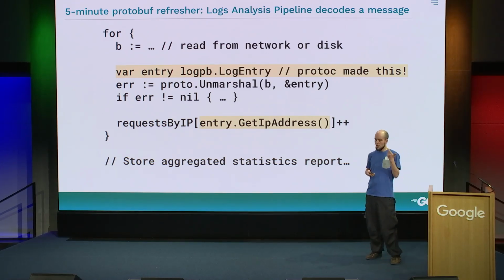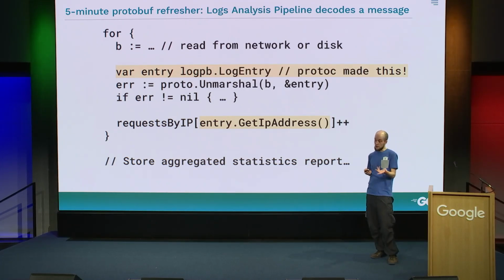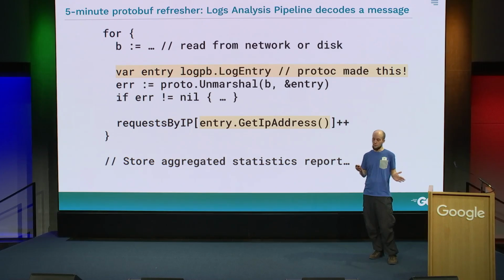Afterwards, we call into proto.Unmarshal. That's the method that we use to decode a message from wire format. We handle the error, of course. And then the only thing that this particular program does is it aggregates by IP address. So it's just a very simple aggregation.